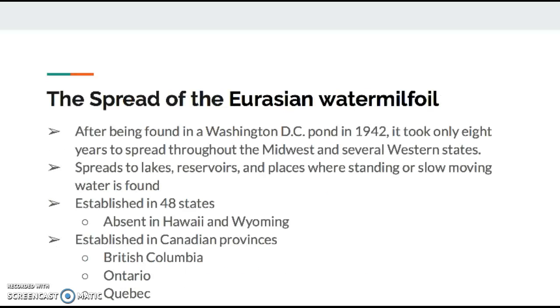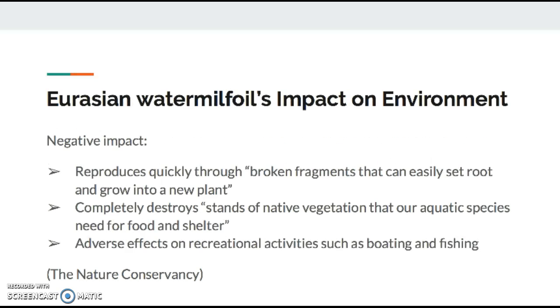The spread of the Eurasian watermilfoil. After being found in a Washington, D.C. pond in 1942, it took only 8 years to spread through the Midwest and several western states. It spread to lakes, reservoirs, and places where standing or slow-moving water is found. It is established in 48 states, but is absent in Hawaii and Wyoming. It is established in the Canadian provinces British Columbia, Ontario, and Quebec.